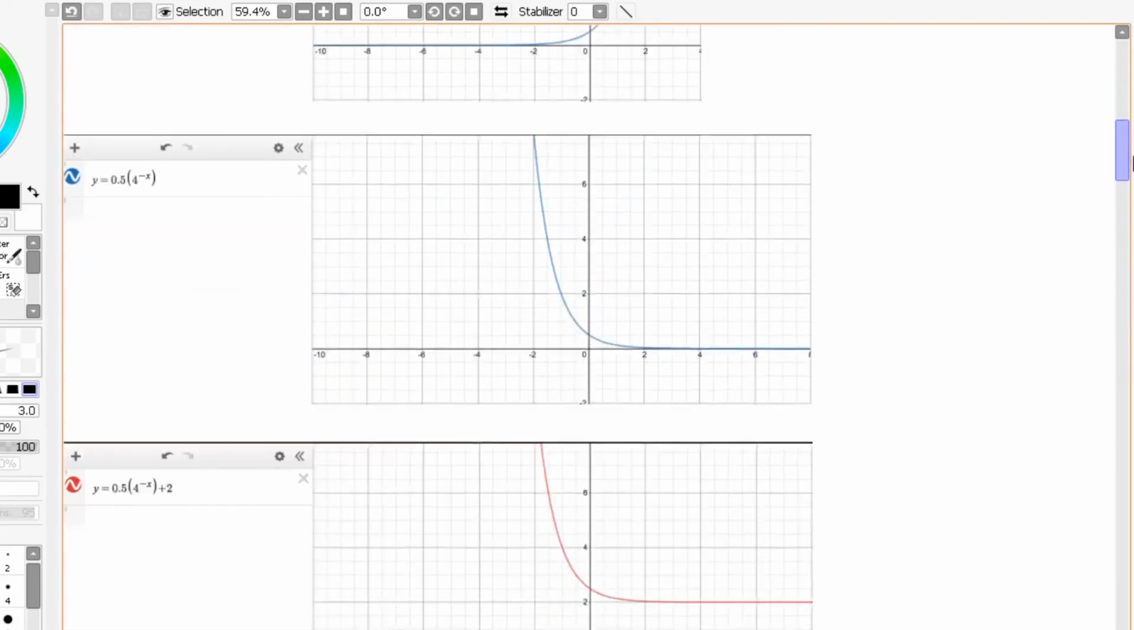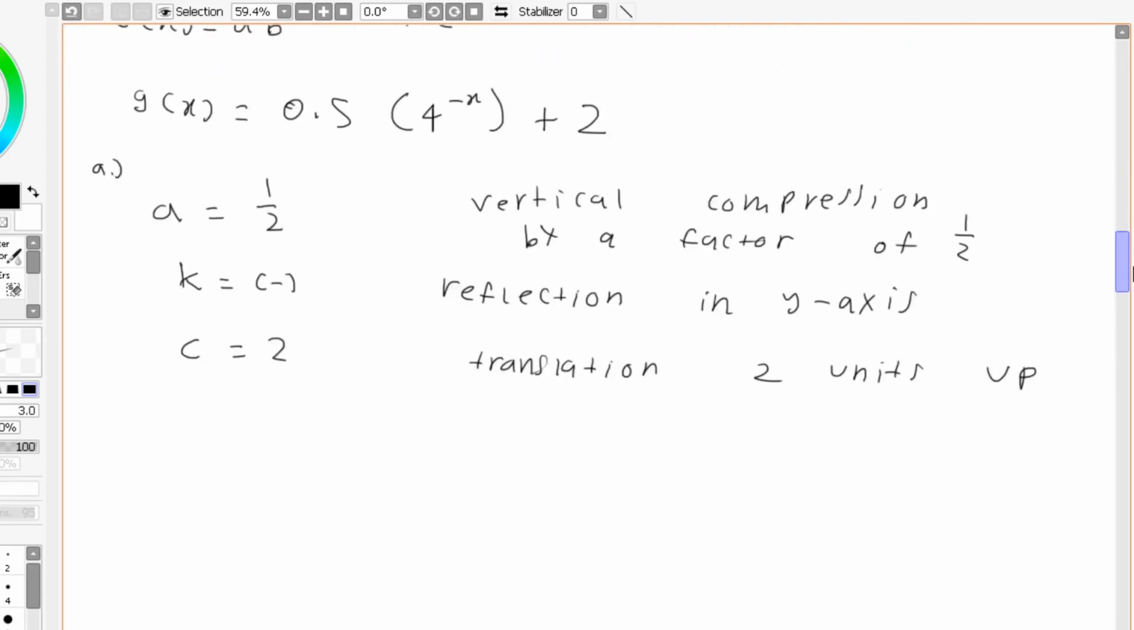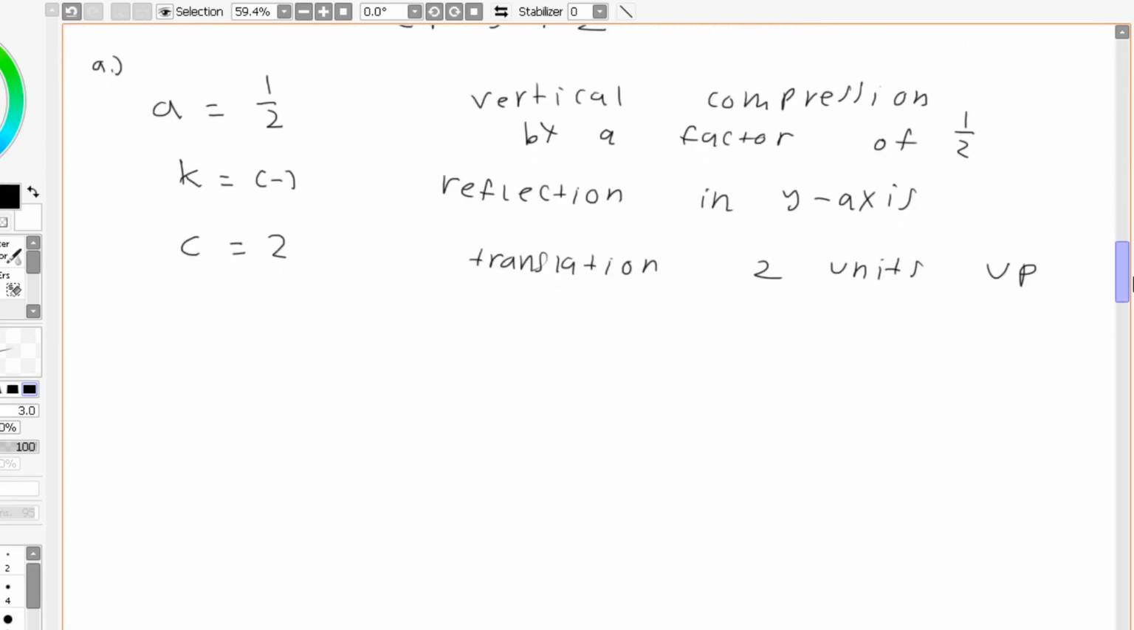Here this can count as our sketch. You could have also done a table of values if you wanted to get an actual sketch of it. And then the other thing for domain and range.